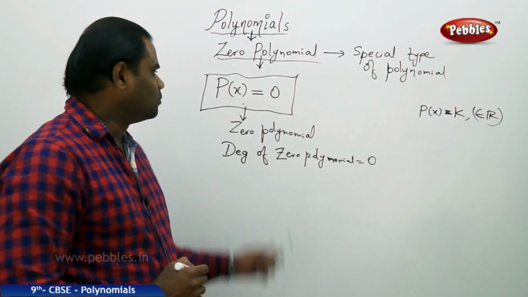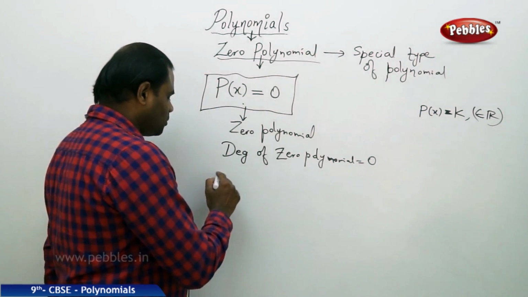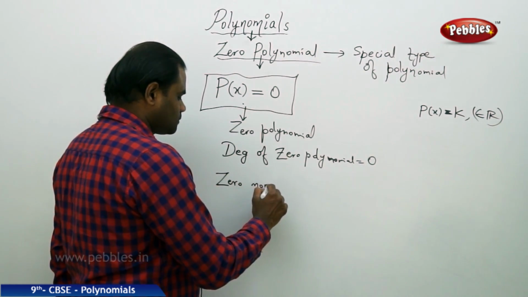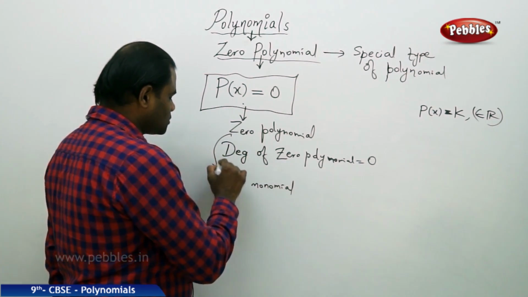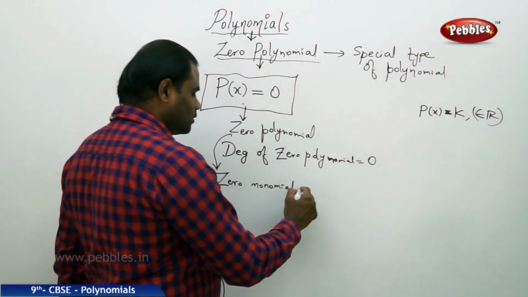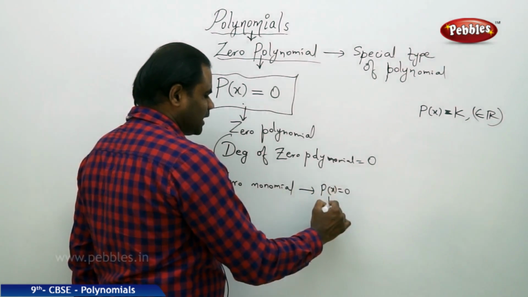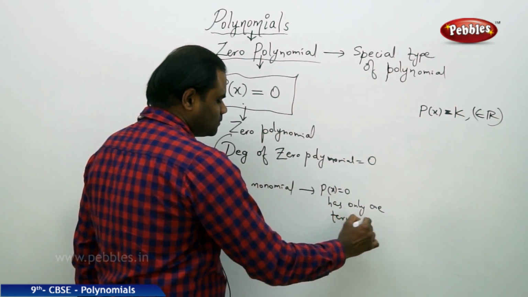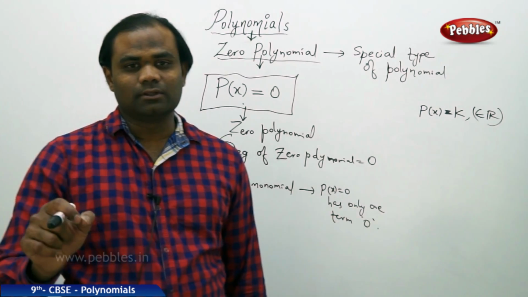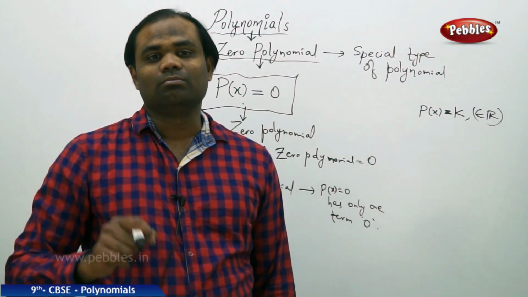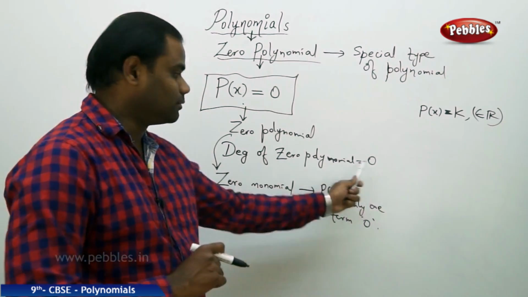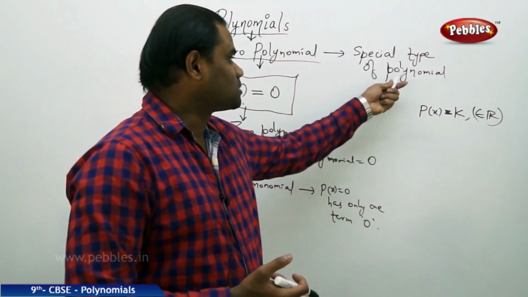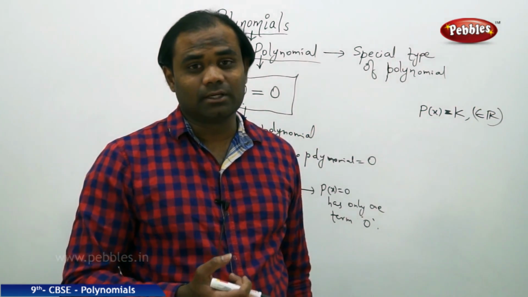Moreover, because it has only one term, a zero polynomial is sometimes called a zero monomial. It is also called a zero monomial because p of x equal to 0 has only one term, which is 0. Therefore, I can call the zero polynomial a zero monomial with degree 0. That is how we understand the concept of the zero polynomial as a special case of polynomials.